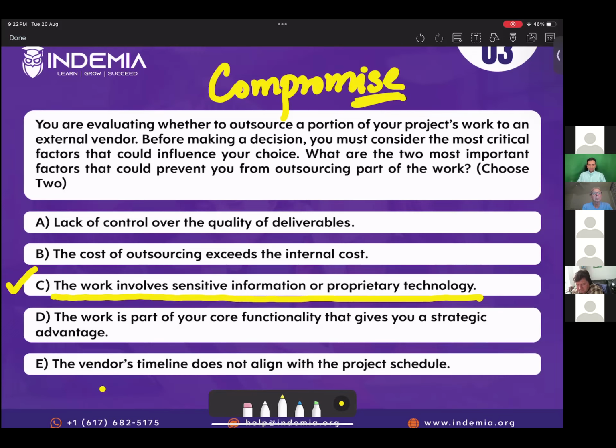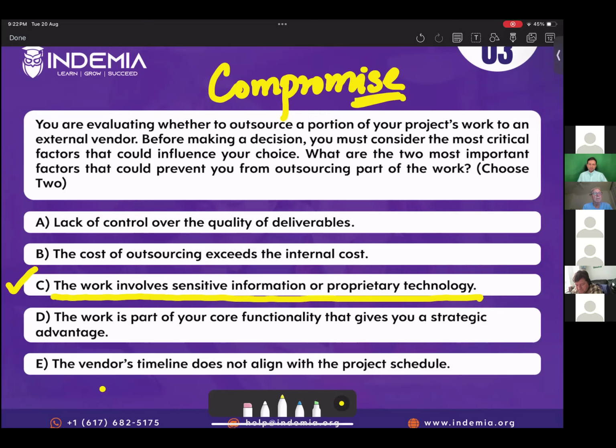So option C, the work involves sensitive information or proprietary technology. So yes, we won't be compromising. If we have sensitive information or proprietary technology, we will be very cautious, so we can't compromise on this. Now, let's talk about option A, lack of control over quality of the deliverable.